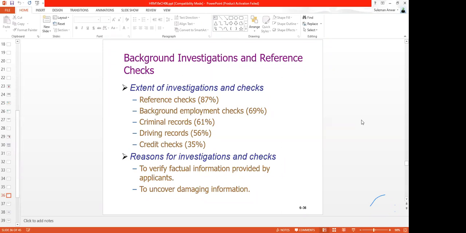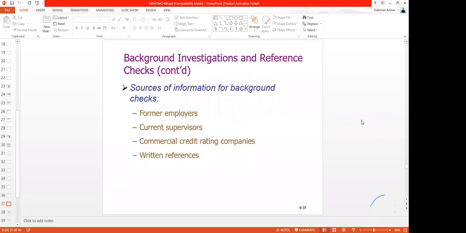Reasons for investigations and checks. The first reason we have is to verify factual information provided by the applicants, so that false information could be eliminated. Second, to uncover damaging information, we need to have the reference checks.